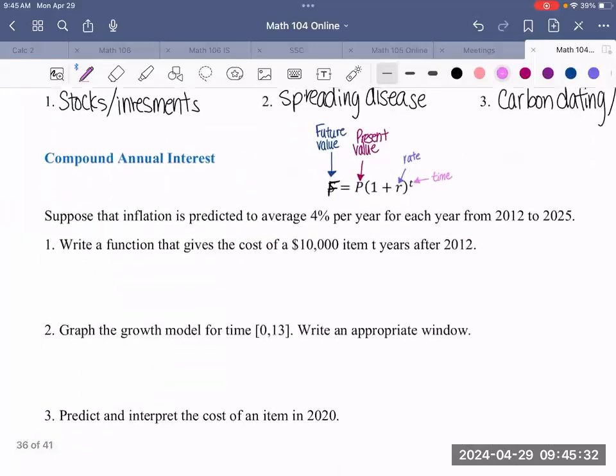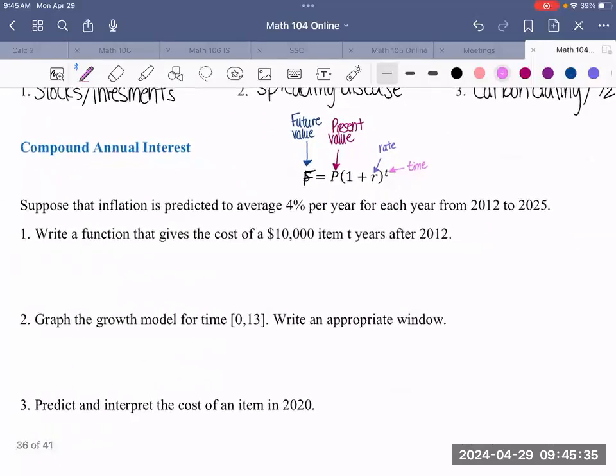So then let's suppose that inflation is predicted to average 4% per year for each year from 2012 to 2025. Write a function that gives the cost of a $10,000 item T years after 2012. Now, this sentence is going to help us for the remainder of the problem, but for right now, when we're trying to create this equation, let's just use it as T for now. So pause the video, see if you can take this equation and the parameters given to put those ideas together.